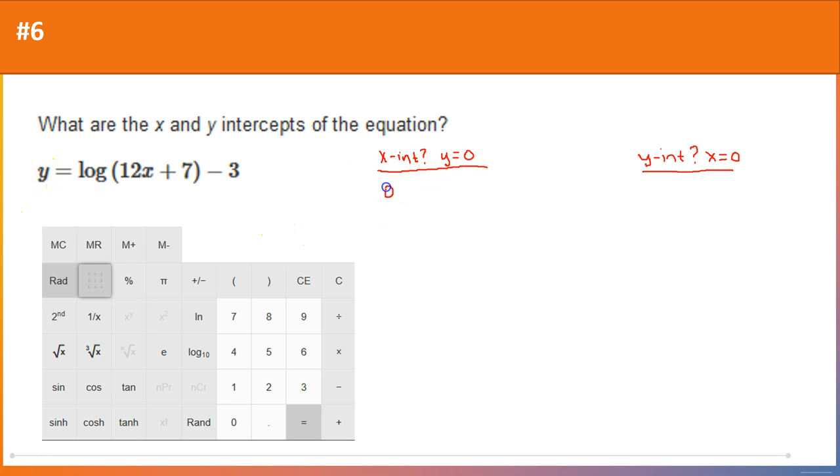So we have 0 equals log base 10 of 12x plus 7 minus 3. First thing I'm going to do is take this negative 3 and move it over to the 0 side, to the left side. So it's going to be positive 3 equals log base 10 of 12x plus 7.